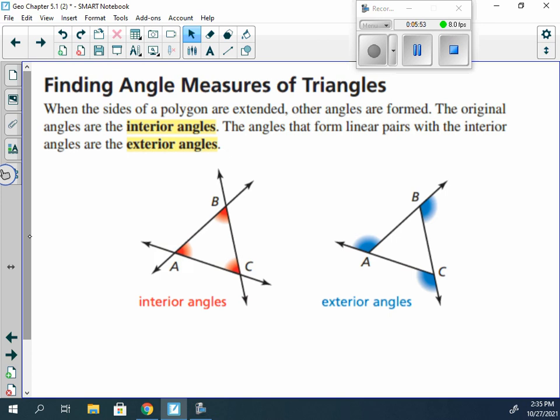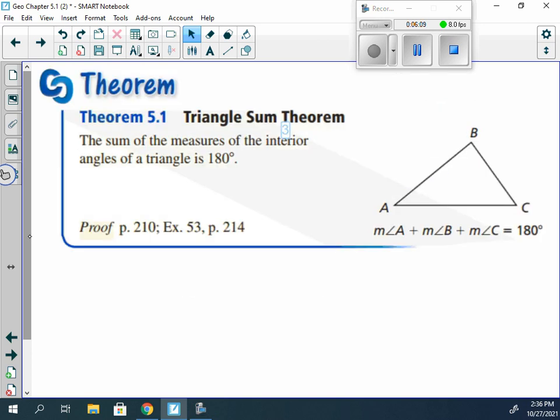Interior and exterior angles. Interior or where? Inside. So their angles inside. Exterior is? Interior angles are going to be angles inside the figure. Exterior angles are going to be angles that are? Almost. The first theorem we're looking at is the triangle sum theorem.